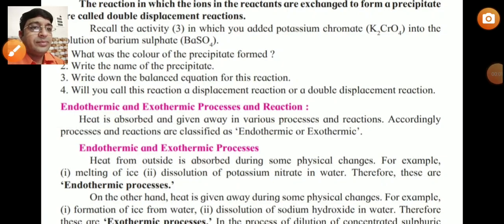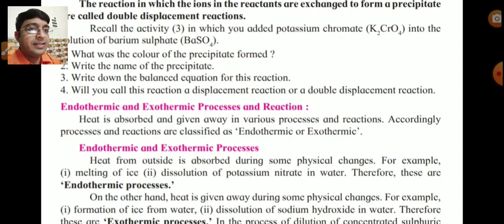Hello students. Last time we studied chemical reactions and equations, that is lesson number 3. Today we start the next point of this lesson, endothermic and exothermic processes and reactions. Heat is absorbed and given away in various processes and reactions. Accordingly, processes and reactions are classified as endothermic and exothermic.